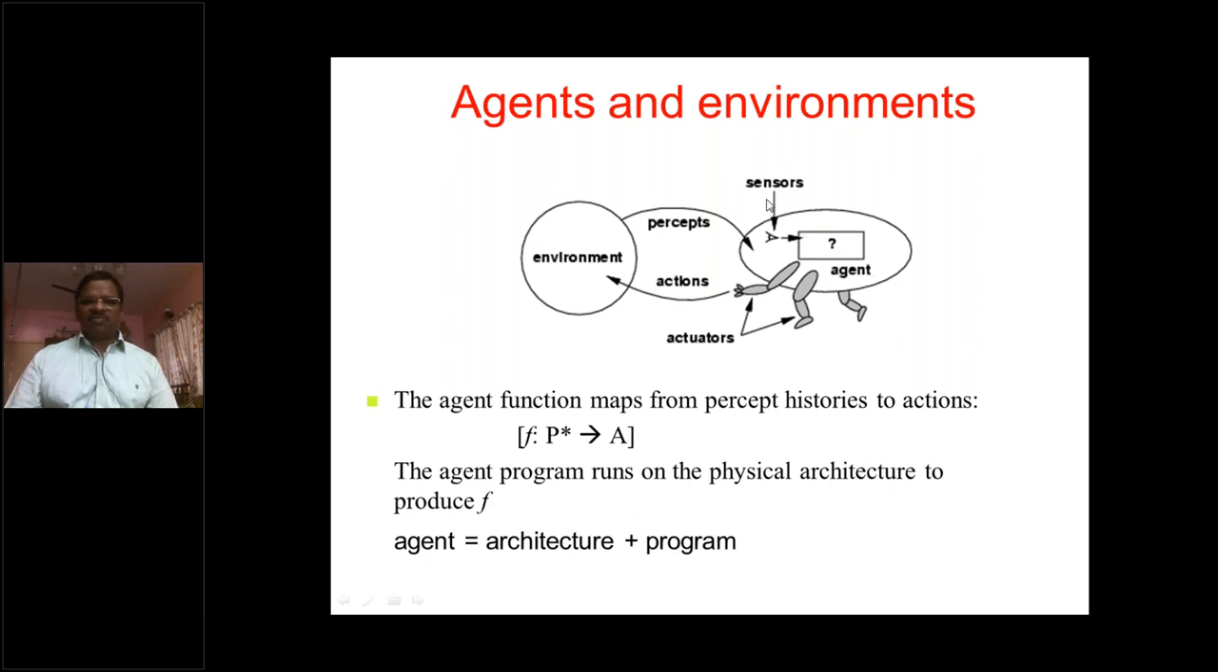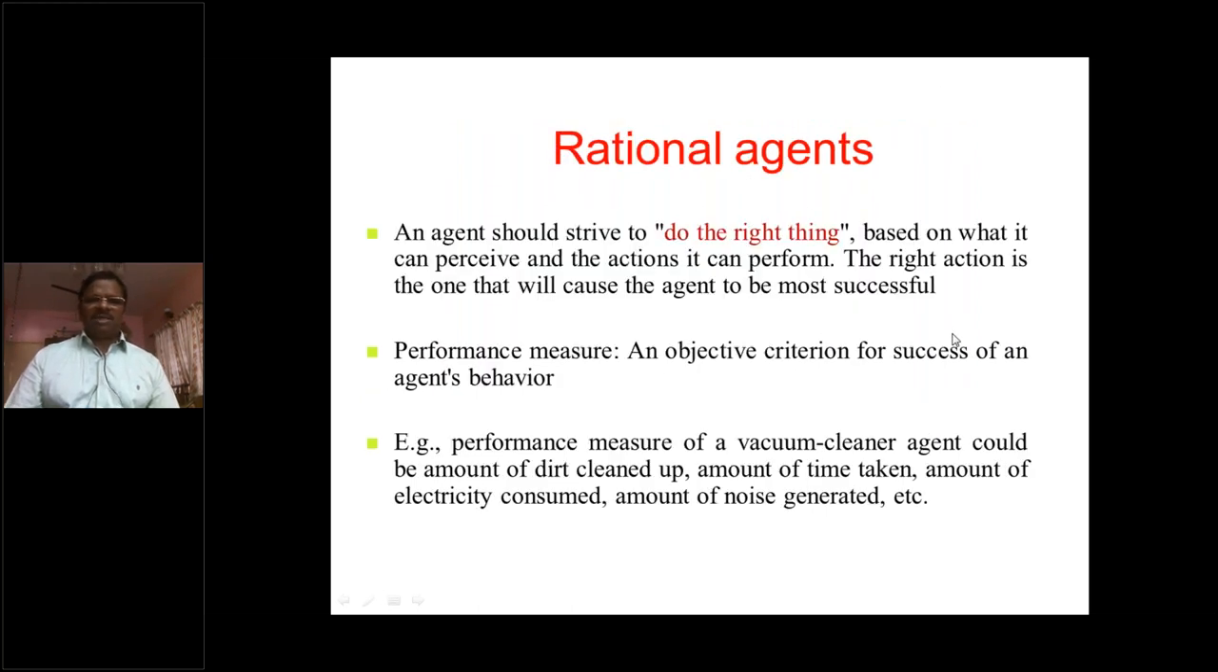This is an agent: by means of sensors it gets percepts as inputs from an environment, and takes actions on the environment by using actuators. Then what are rational agents? Those who perform activities perfectly are called rational. An agent should do the right thing exactly and perfectly. That is a rational agent. If an agent does its work exactly and perfectly, it is called a rational agent.